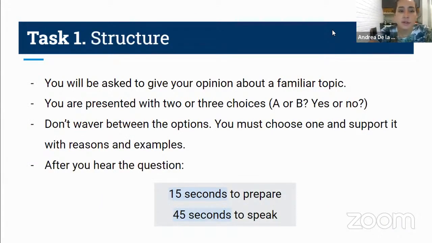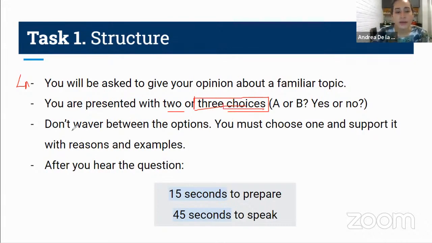Basically, in this question, you will be asked to give your opinion about a familiar topic. So they will give you a question about your opinion, just like the one we had. Do you prefer pizza or sushi? You always have 2 or 3 options. Do you think this is better or that? Do you agree or disagree? So you always have 2 options. Sometimes you can have 3. Do you prefer pizza, sushi, or hamburgers? But you always have specific choices.